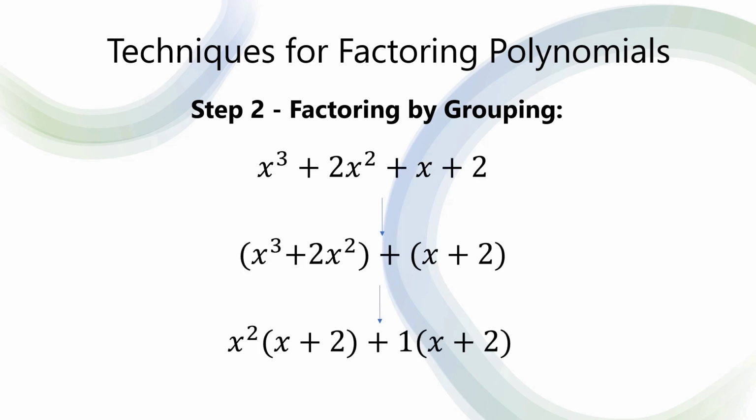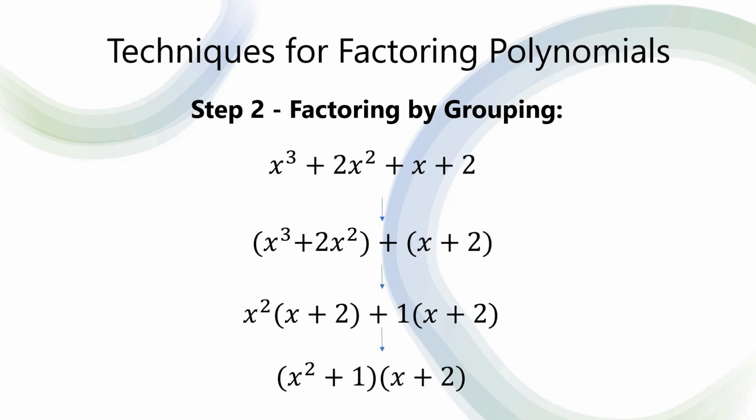Factoring common terms from each pair yields x squared times the quantity x plus 2 plus 1 times the quantity x plus 2. Finally, we get the quantity x squared plus 1 times the quantity x plus 2.